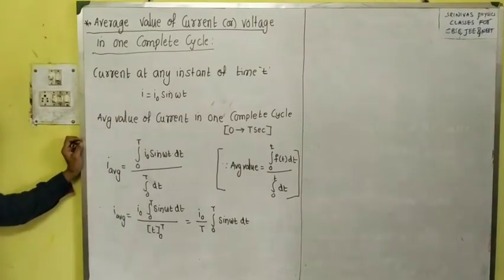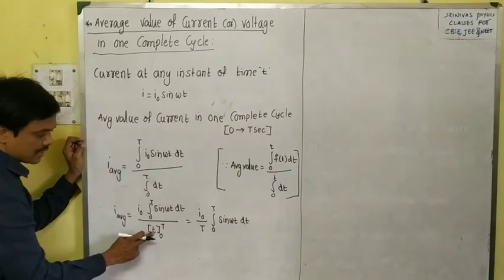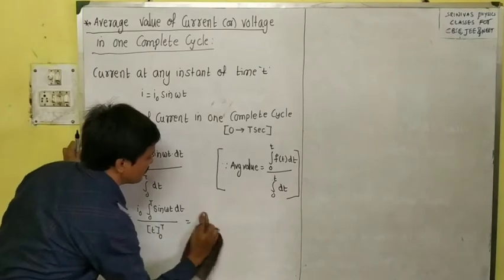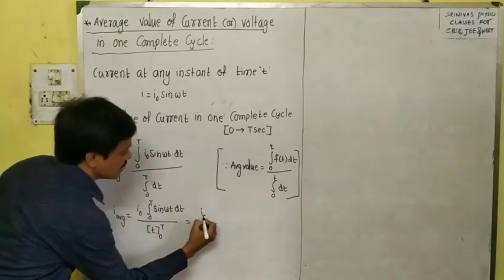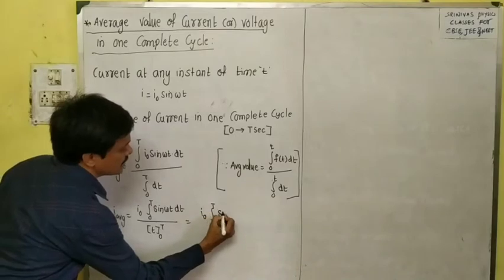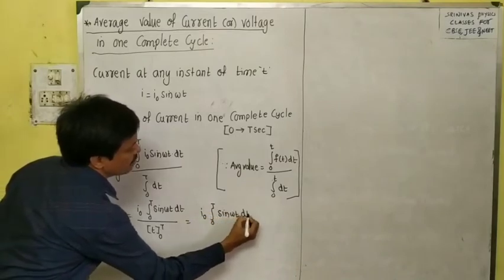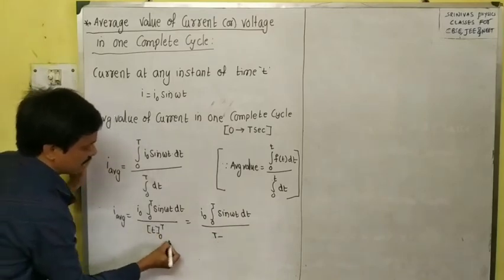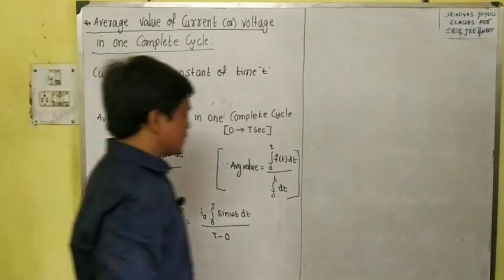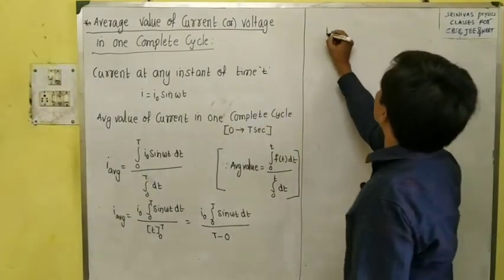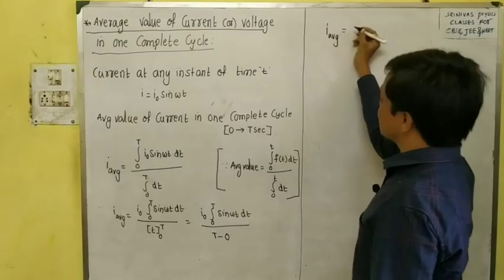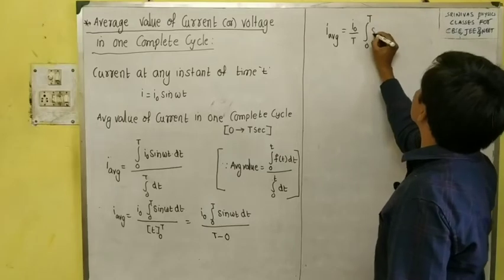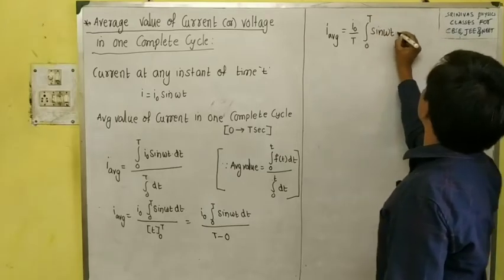We substitute capital T in place of small t, minus 0 in place of small t, the limits. Then after that we write that the average value of current in one complete cycle is I naught by T times the integration from 0 to capital T of sin omega t dt.